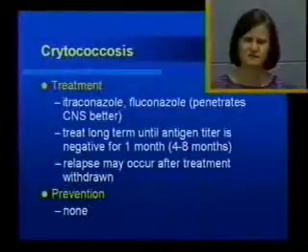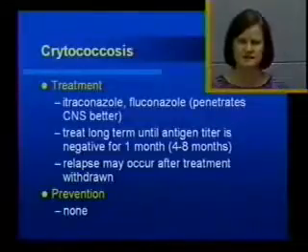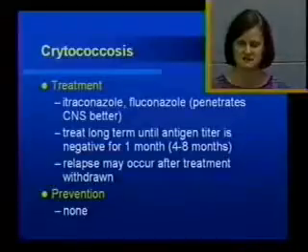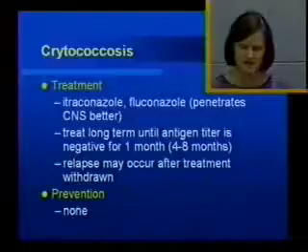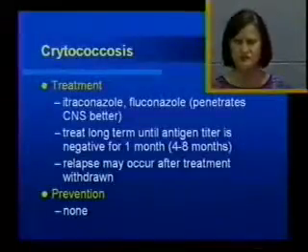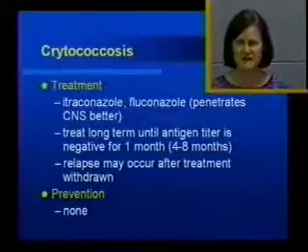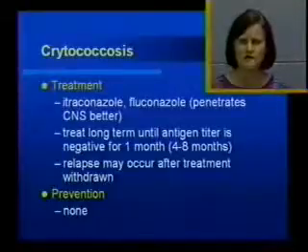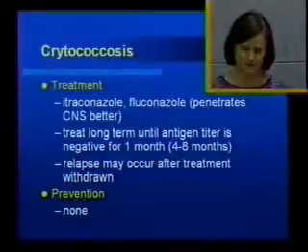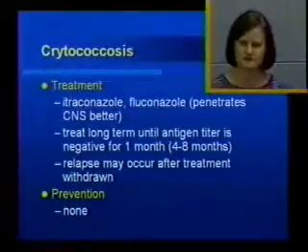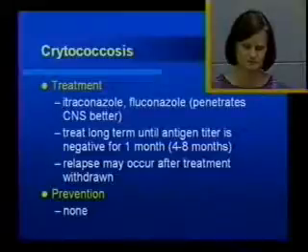Treatment is with itraconazole or fluconazole. Cats that are suspected of having central nervous system signs should be treated with fluconazole because it gets into the CNS better. Cats are treated for a long time until the antigen titer is negative for at least 1 month. So generally, most cats will be treated for 4 to 8 months, and some cats actually must remain on antifungal therapy for life. Relapse may occur after fungal therapy has been withdrawn, and there is no specific preventive for this particular fungal disease, and indoor cats can be infected.